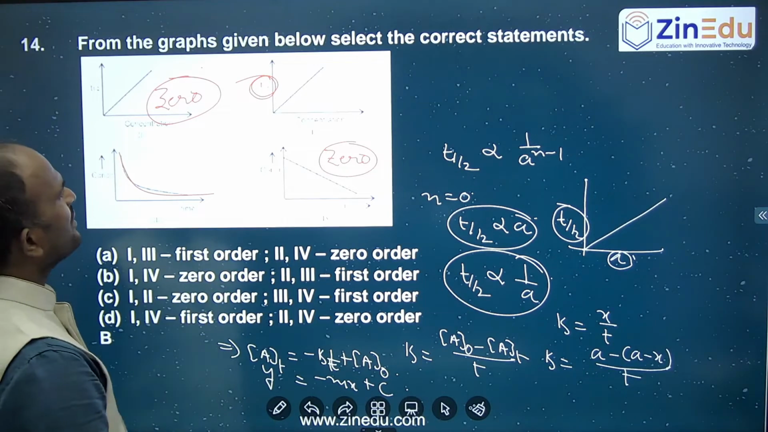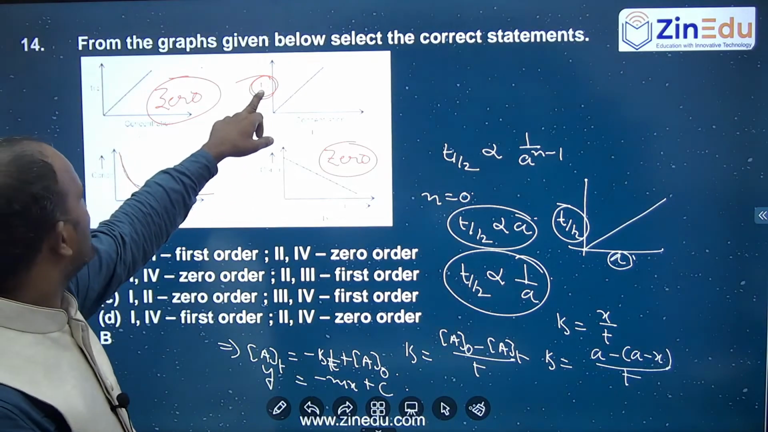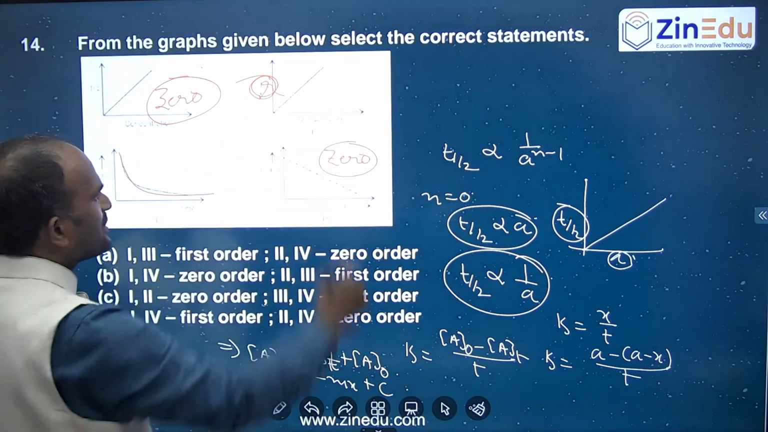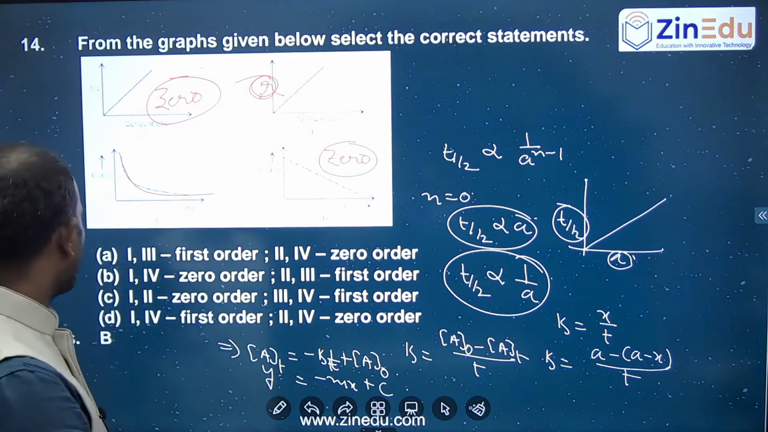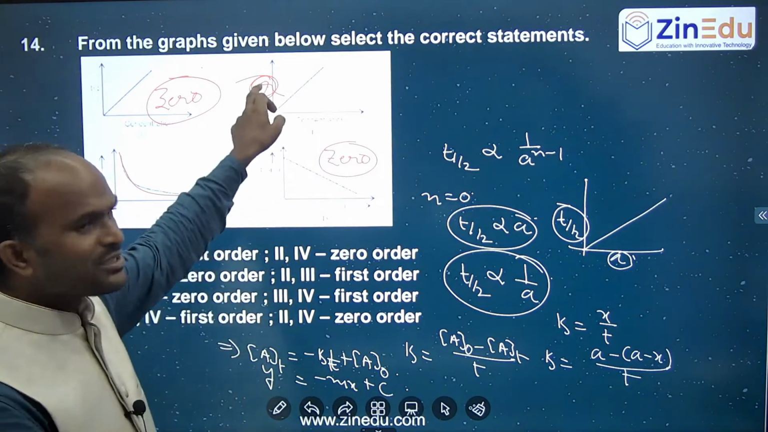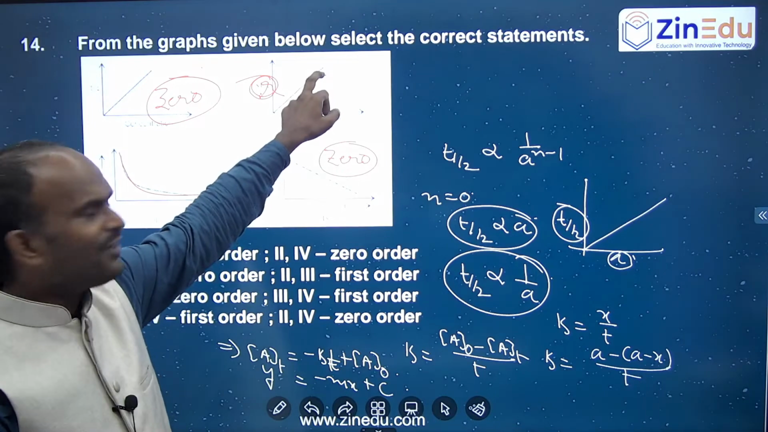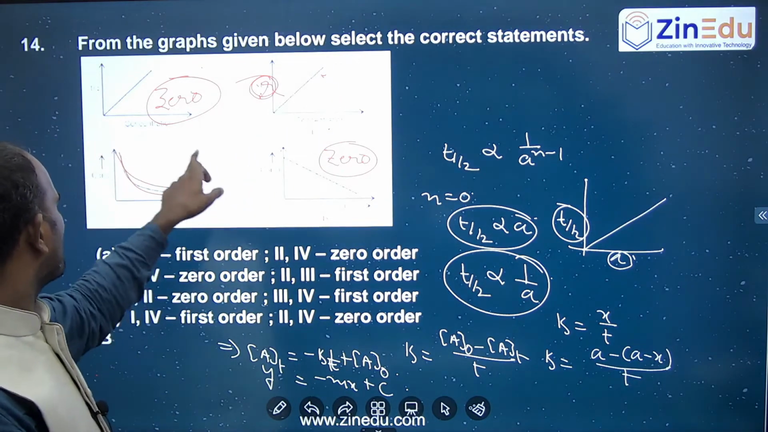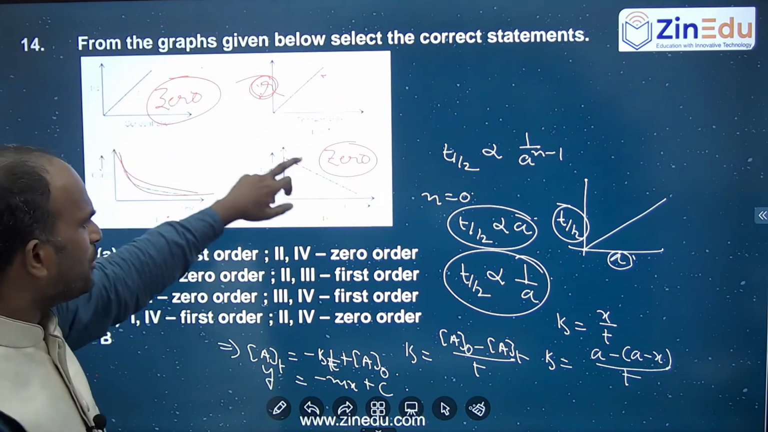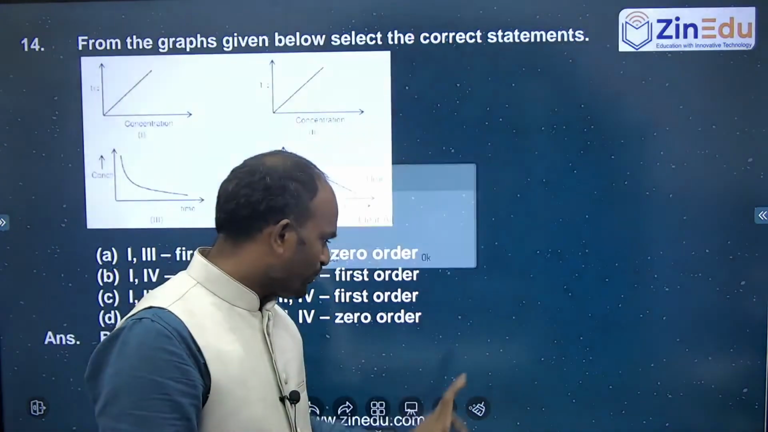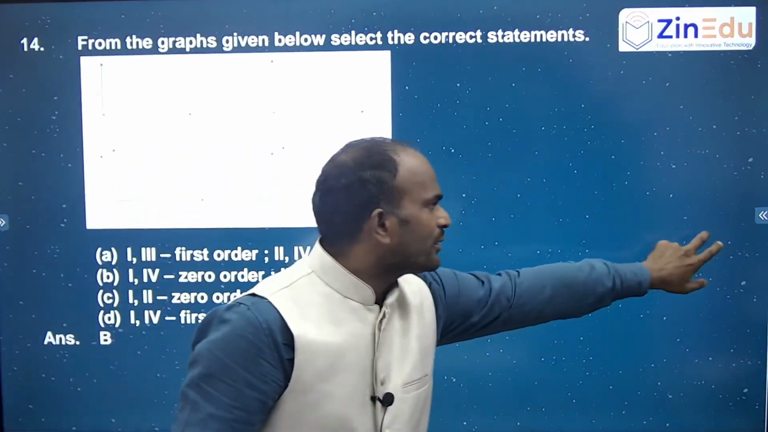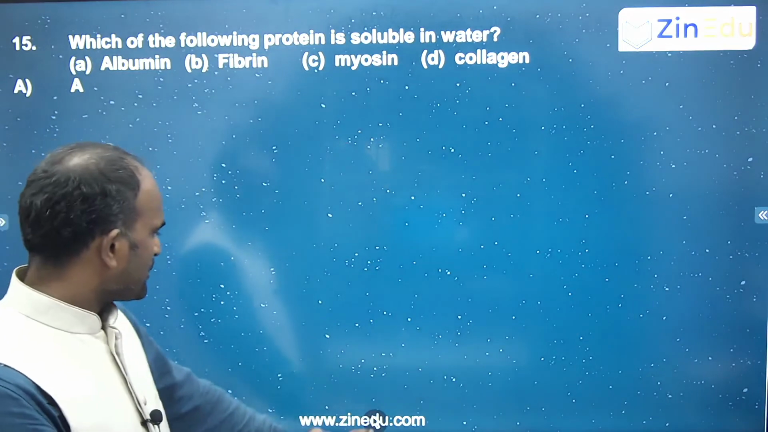This is initial concentration versus rate. Therefore, this is correct. Therefore, option B is correct. Initial concentration versus rate, this graph is correct. This is also correct, concentration versus time is correct. This is for zero order. These two are going to be true. Absolutely true, no doubt about it. Next.